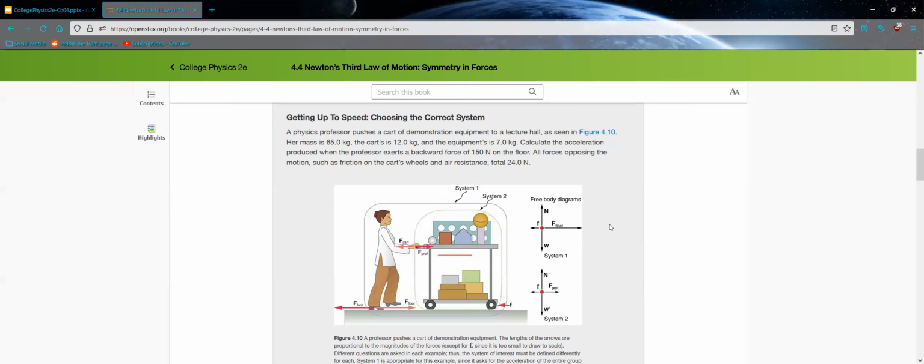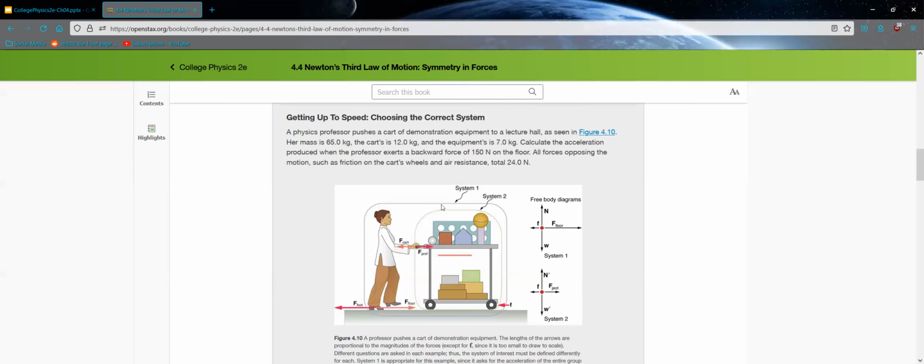Well, not quite, right? System 1 is everything that's going on. But there is, in fact, a second system involved here, which is, as stated before, the cart itself. The floor is pushing her forward, but she is pushing the cart. So we can actually consider a second system, which again is just the cart, that's getting the force from the professor, it's getting friction back from the floor, and it has its own weight and therefore its own normal force.